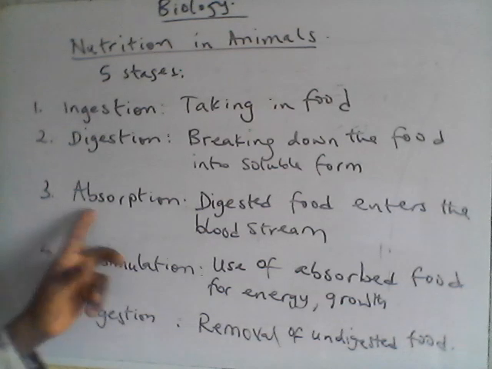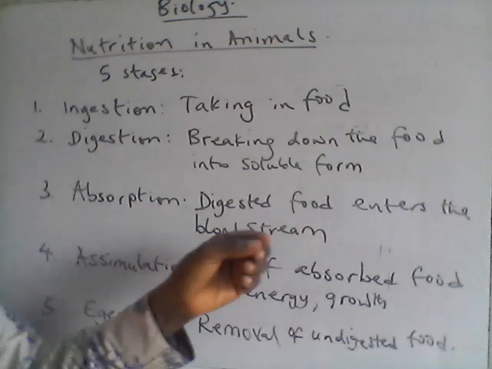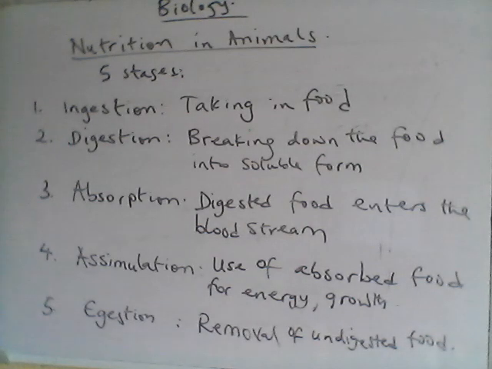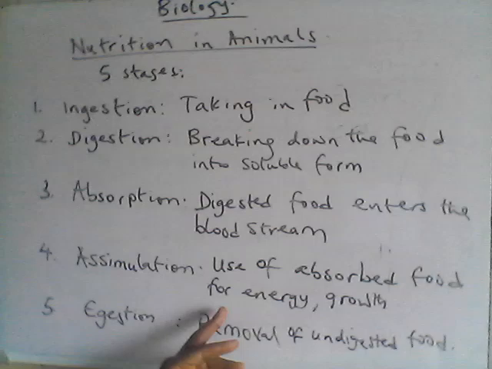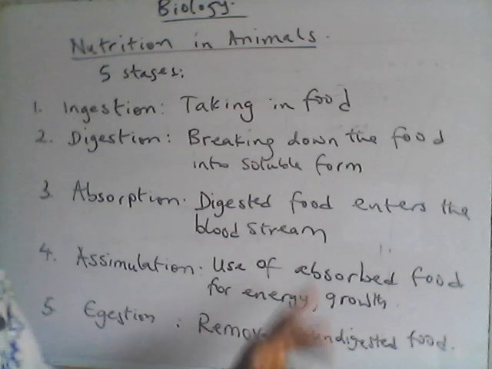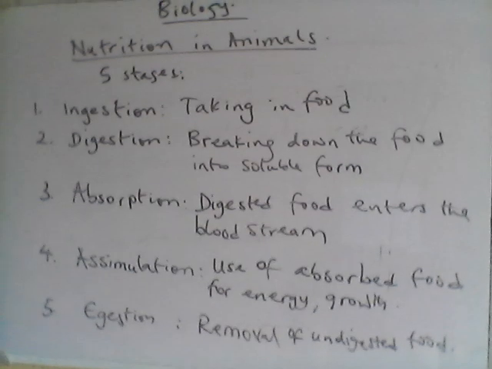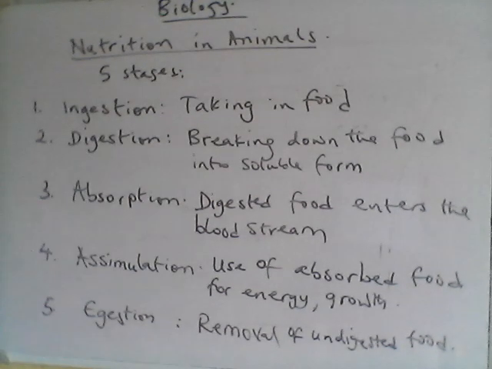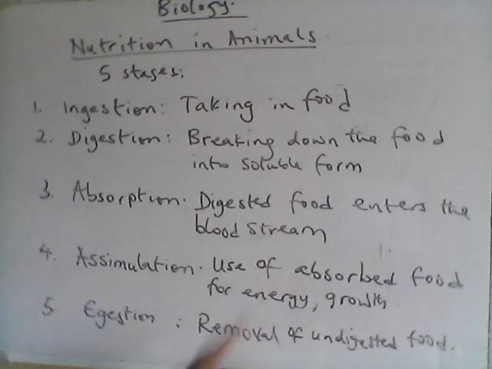The third one is absorption. Absorption is when the digested food is now entering the bloodstream. And assimilation is when the absorbed food is used for energy and growth. So energy and growth is the end point of this food that we are taking in. For the parts that are not used, you have egestion. That is where you now remove the undigested food.